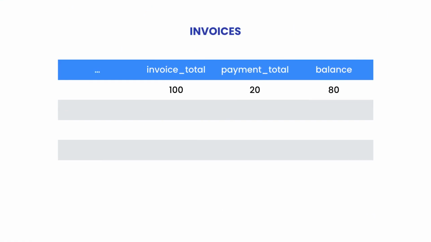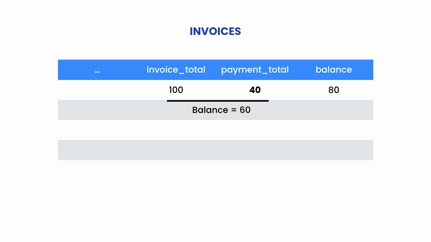Look at this invoices table. Here we have three columns: invoice total, payment total, and balance. Do you agree that we can calculate the balance by subtracting the payment total from the invoice total? So balance can be derived from these two columns. We say it's dependent on these two columns, which means if the value of these columns changes, the balance has to be recalculated, right?